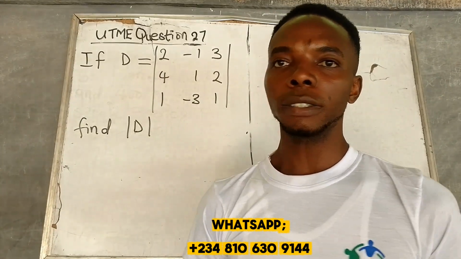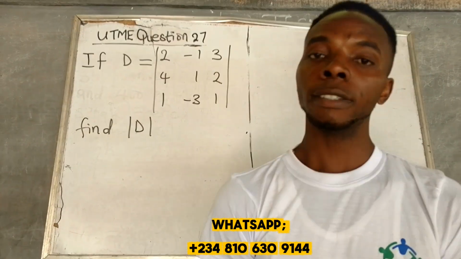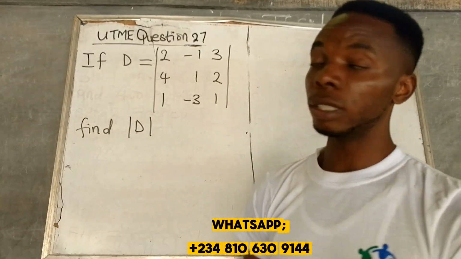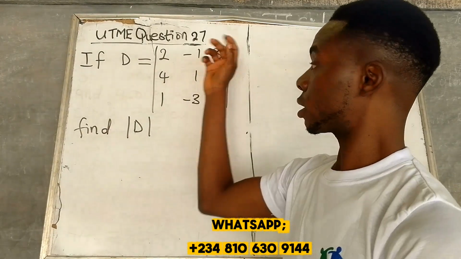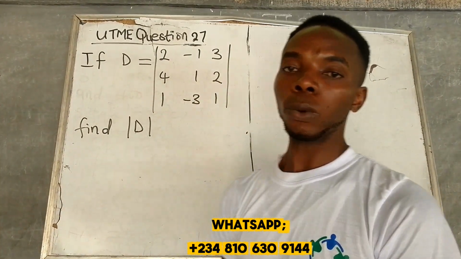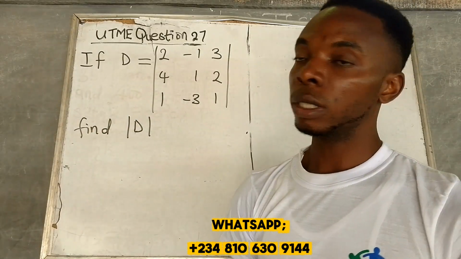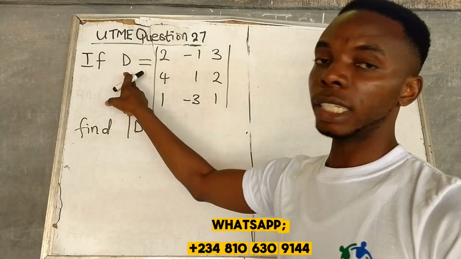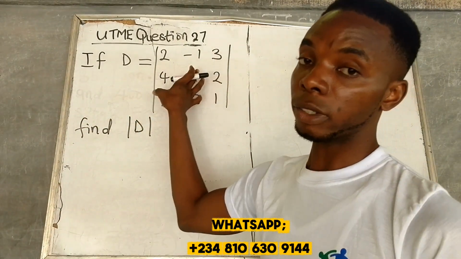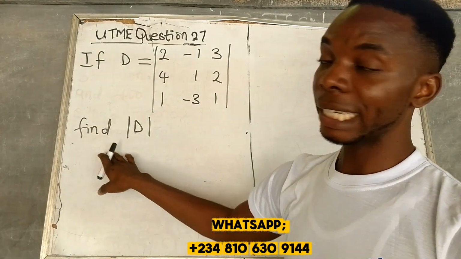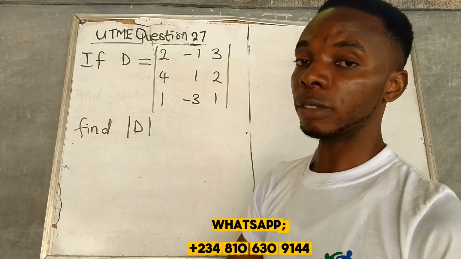Hello and welcome to this interesting class on UTME questions. We'll be talking about the 27th question, and the 27th question is on matrix. Now, on this question, it says that if D is equal to this 3 by 3 matrix, find the determinant of D.